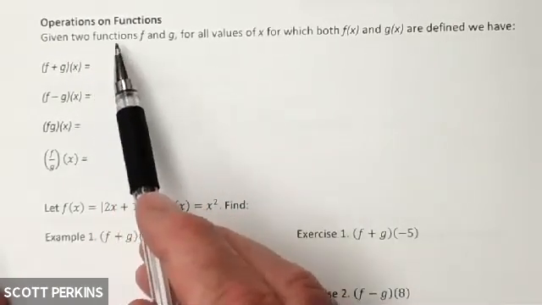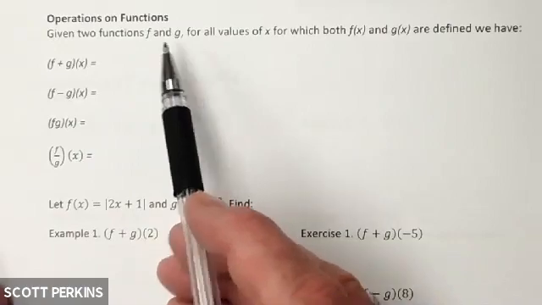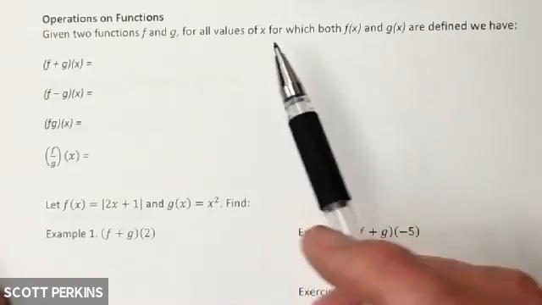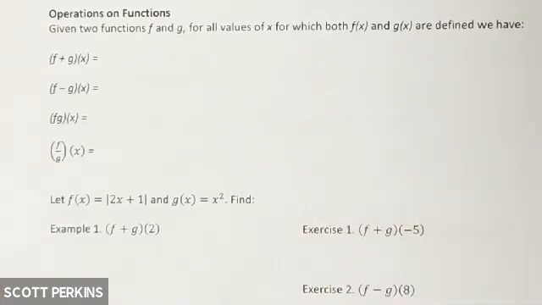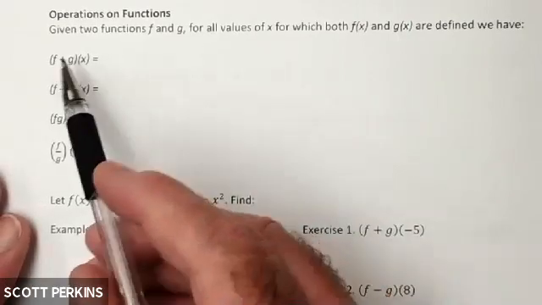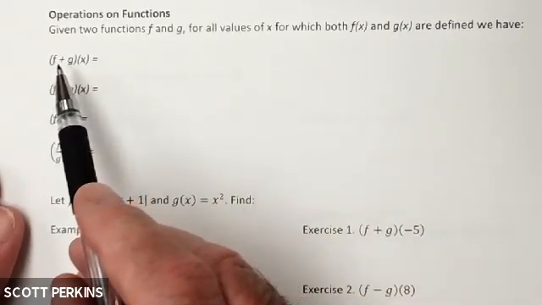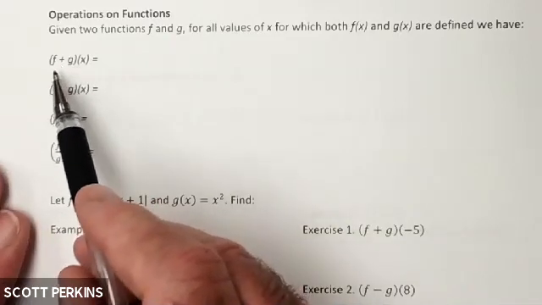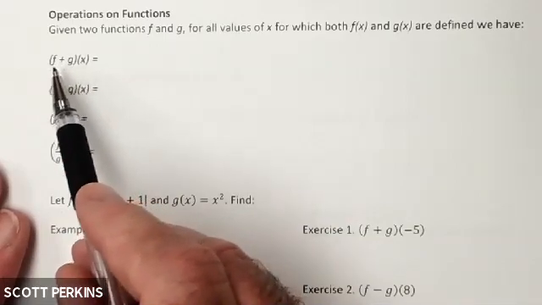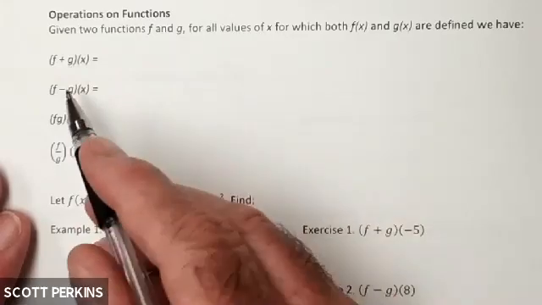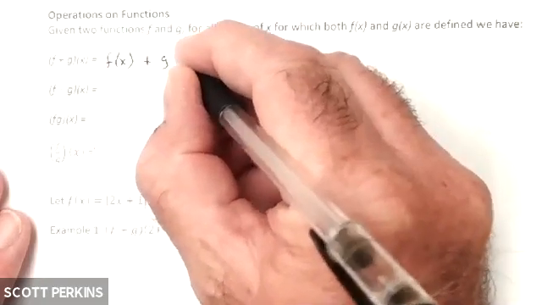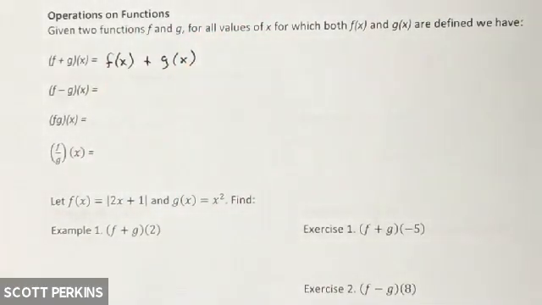So if I'm given 2 functions, function f and function g, for all values of x for which both function f and g are defined, we have the following 4 operations. So this is just going to tell us what we can do with different functions. This first one is called the addition function. It is not going to wow you at all. It's going to be exactly what you think. It says if you have a function created by adding 2 functions, f plus g, then all you do is take function f of x and add function g of x to that.